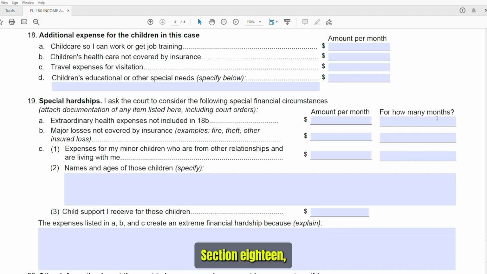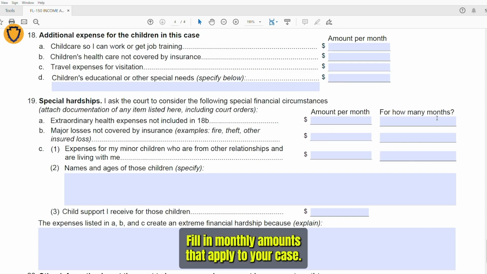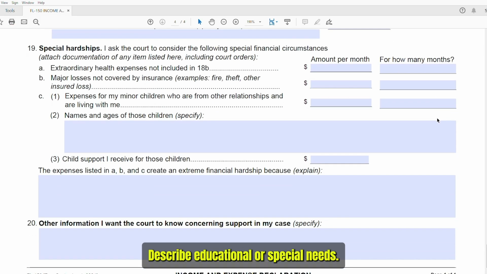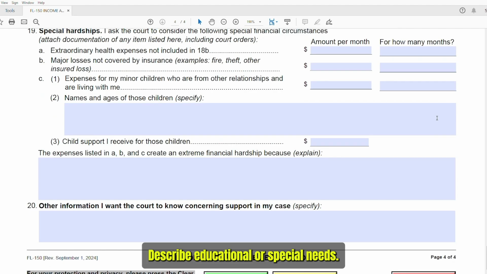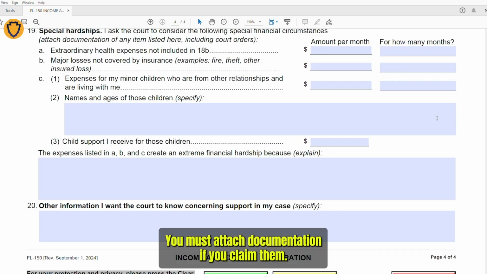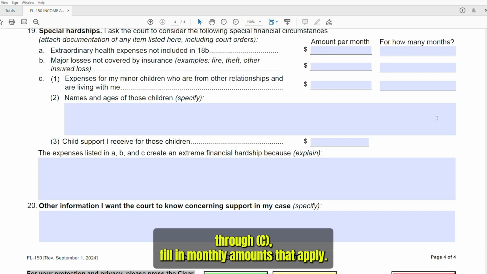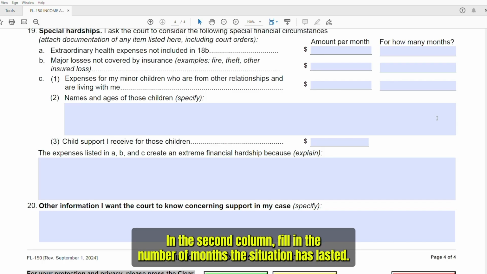Section 18, Additional Expenses for Children. Fill in monthly amounts that apply to your case. Describe educational or special needs. Section 19, Special Hardships. This section is for extraordinary financial circumstances. You must attach documentation if you claim them. List any special hardships for A through C. Fill in monthly amounts that apply. In the second column, fill in the number of months the situation has lasted.